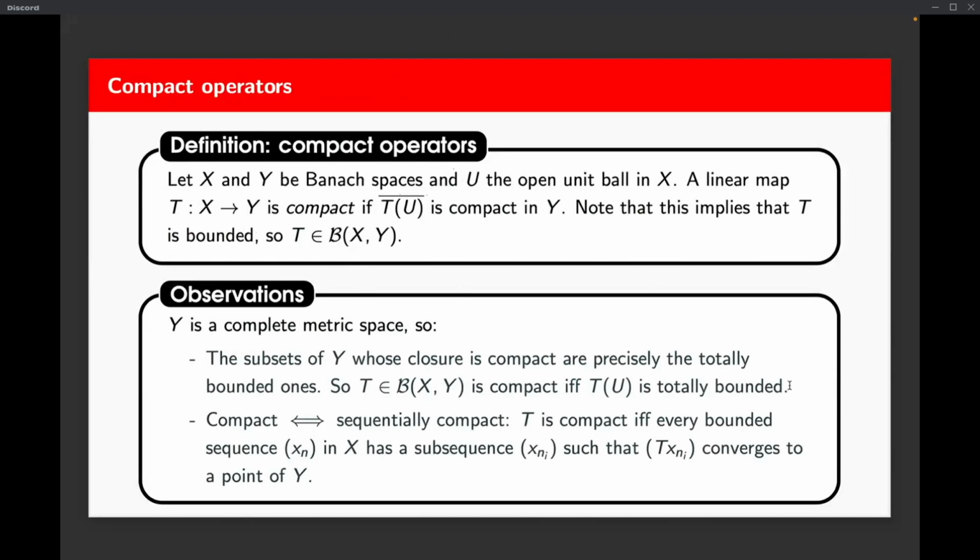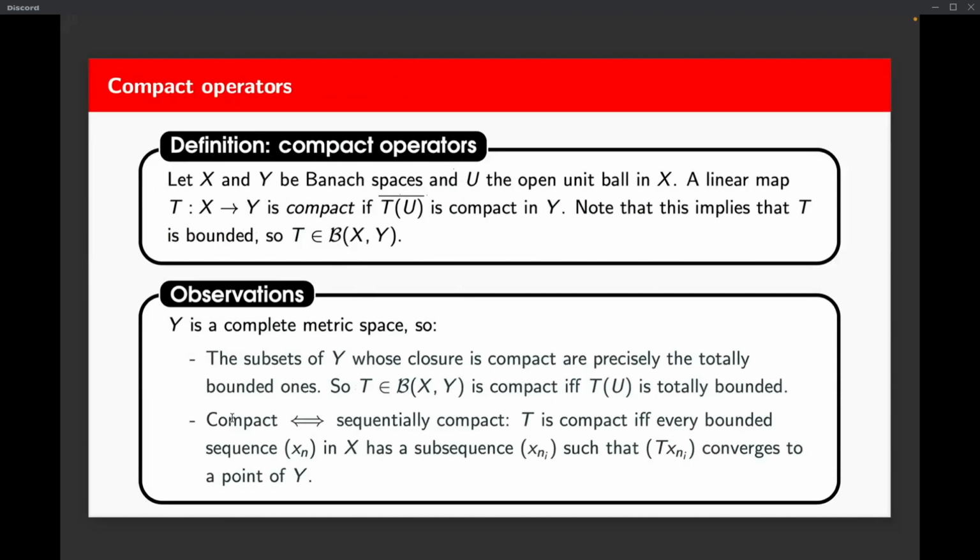In a metric space, compact is equivalent to complete and totally bounded. We may recall from topology. So if we're in a complete metric space, then subsets whose closure are compact are exactly the ones that are totally bounded. So an alternate characterization is that an operator from X to Y is compact if and only if its image is totally bounded.